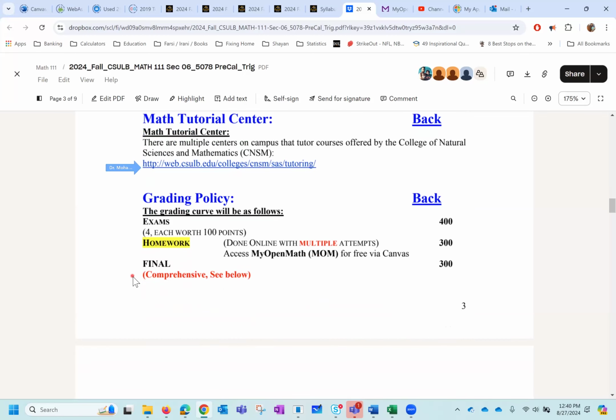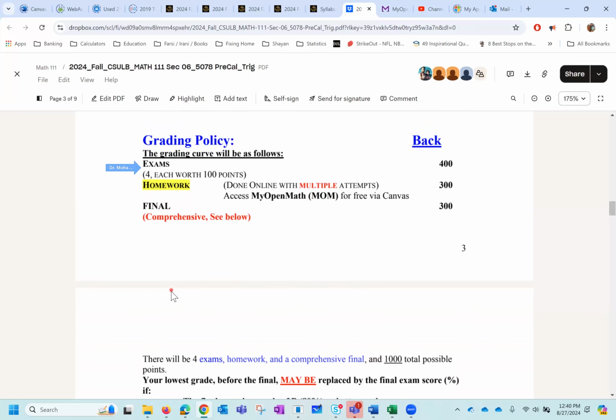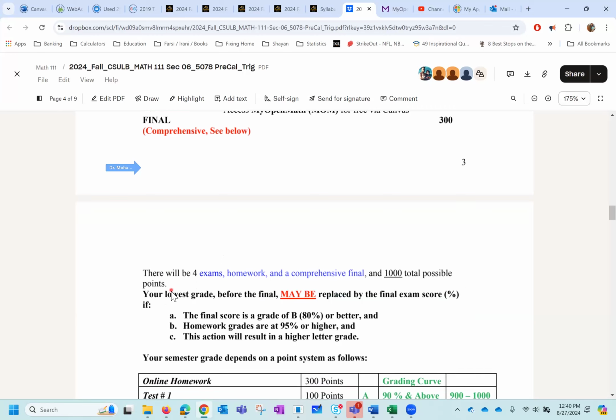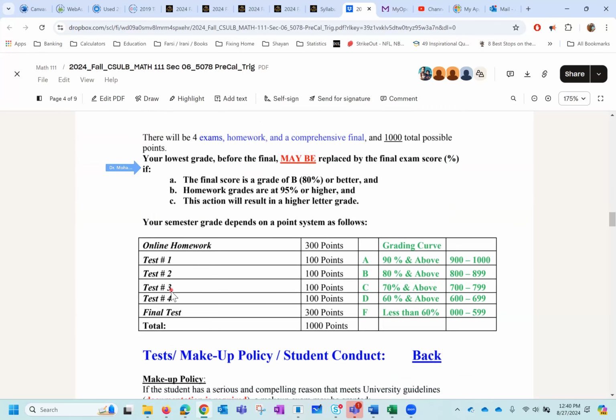The grading policy: we have 4 exams worth 400 points, 100 points each. Homework is 300 points. The final exam is also worth 300 points. Although comprehensive, it's based on the previous exams, so it makes it nice and easy. And it's a point system as far as the grading is concerned. The total points would be 1,000.